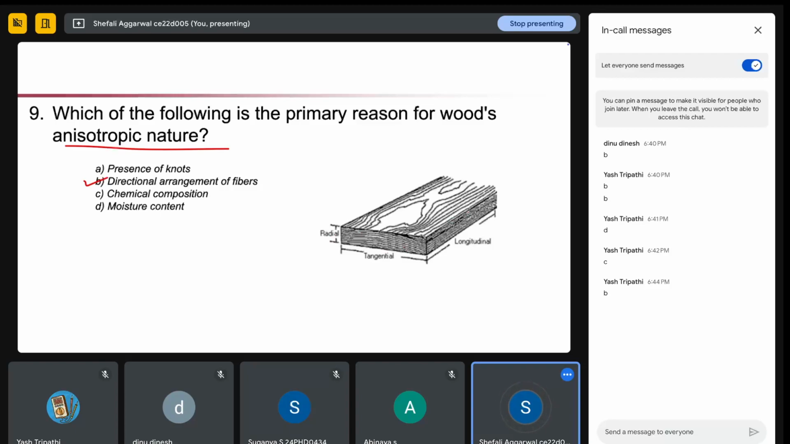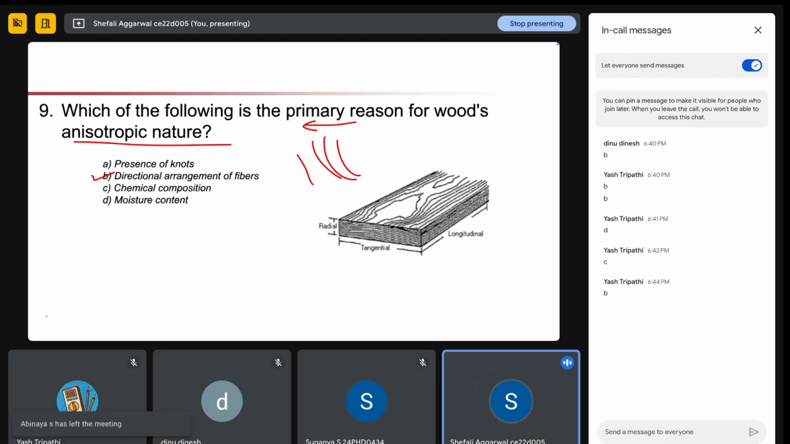Like if you see from the longitudinal point of view, you are seeing all the rings from the top view, right? In tangential you are seeing it along the ring, and in radial your rings are perpendicular to your direction. So because of different directions you have different properties, so it is an anisotropic nature.